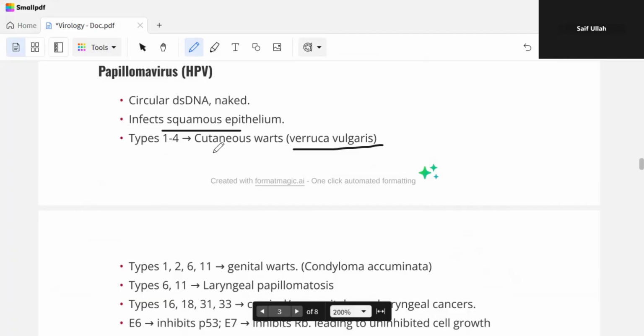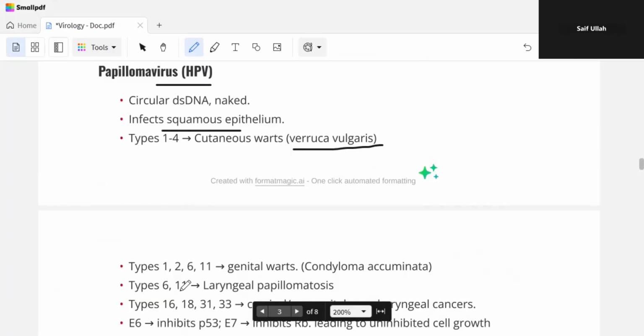Apart from this, types 6 and 11 are going to cause genital warts. Now these are also warts, but they're present on the genitals. A fancy name for this is condyloma acuminata. If you remember, condyloma lata is caused by syphilis, and this condyloma acuminata is associated with HPV.